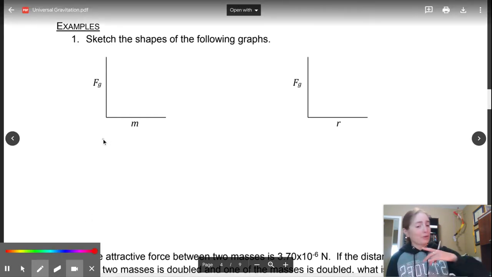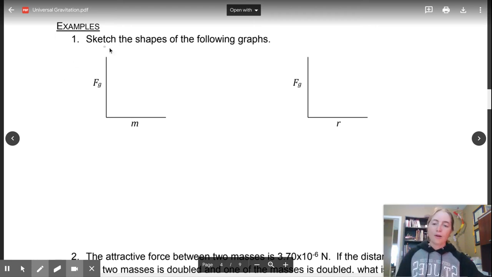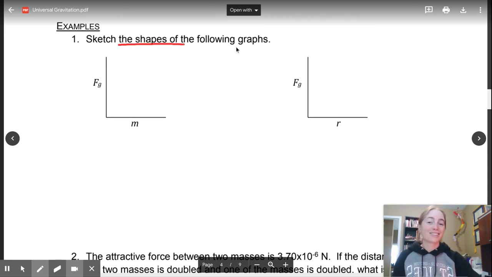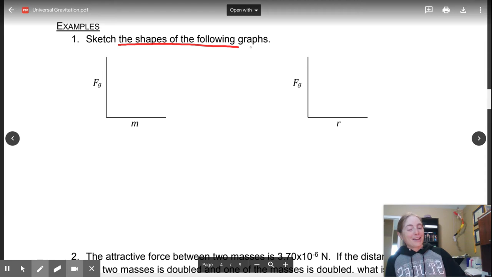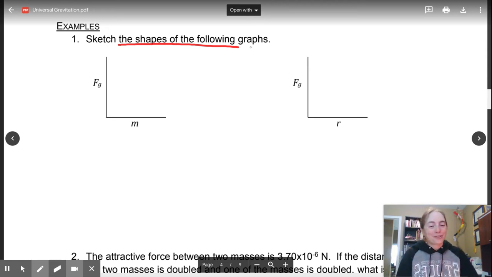All right. Now that you have your tea, we're going to be sketching the shapes of the following graphs. And, ladies and gentlemen, this is an important skill for Physics 30. And in Physics 30, guess what we're doing? We're going to be taking our graphs and solving equations using y equals mx plus b. So it's something we're going to be doing a lot of next year. So this is an important piece to look at.